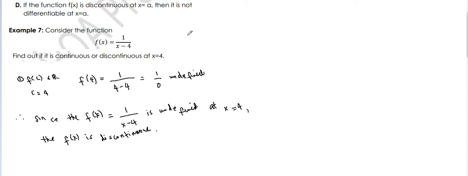Now, tignan natin kung differentiable ba. Sinabi dito na kapag discontinuous ang ating function, automatic daw hindi rin siya differentiable. Okay, tignan natin. So, we have the limit, or f prime of x is equal to the limit of f of x plus delta x minus f of x all over delta x as delta x approaches 0.